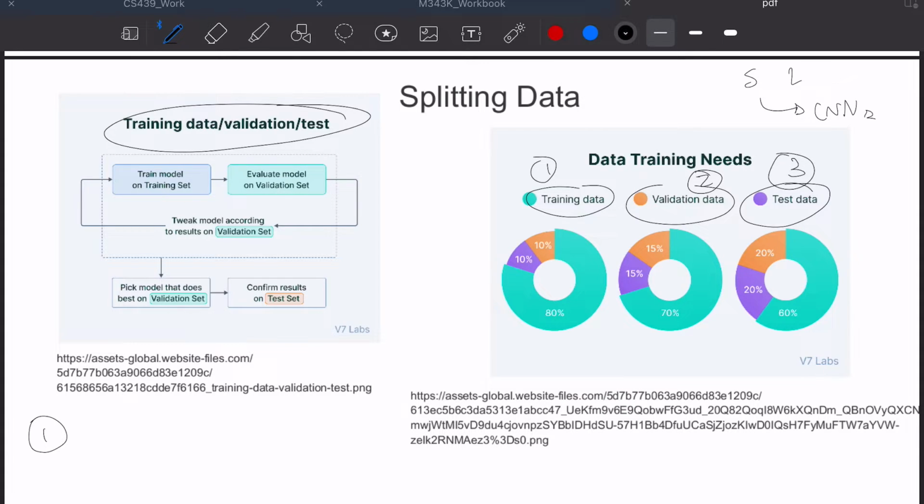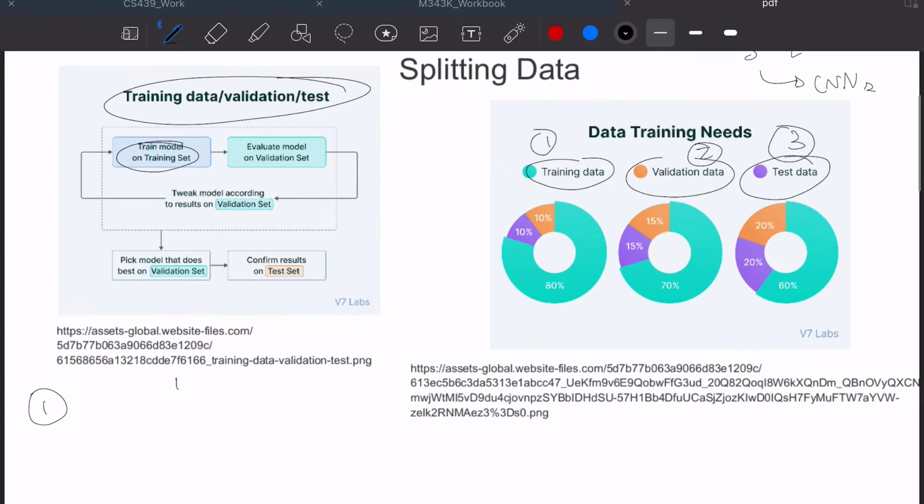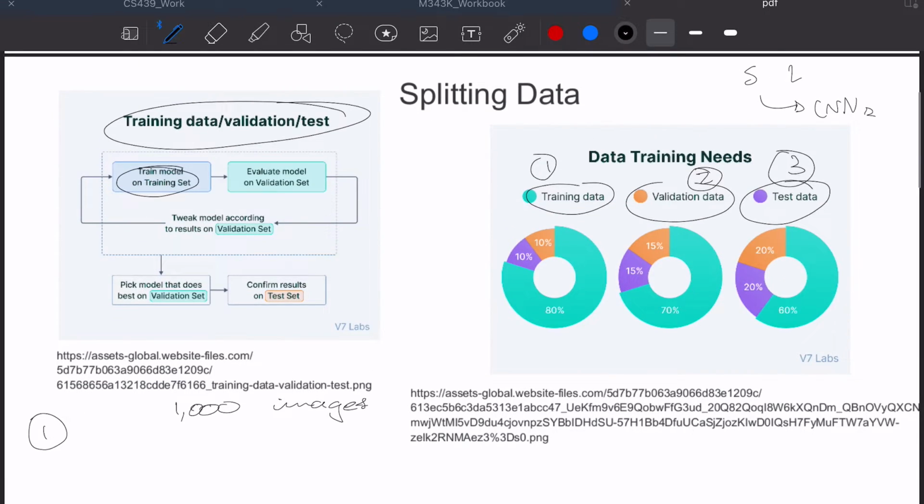Right here, you basically have the model, and you put your training data set into that model. Let's say, I'm just going to use 1,000 images as an example. We have a data set of 1,000 images, and let's say that we're going to use, in this example, 80% of it for training. That means we're going to have 800 training images. What that means is just that the model is going to learn from those 800 images.